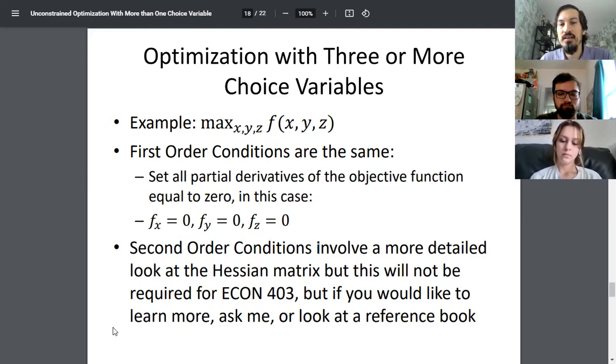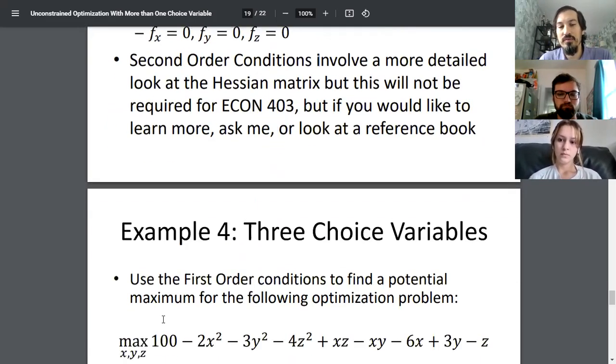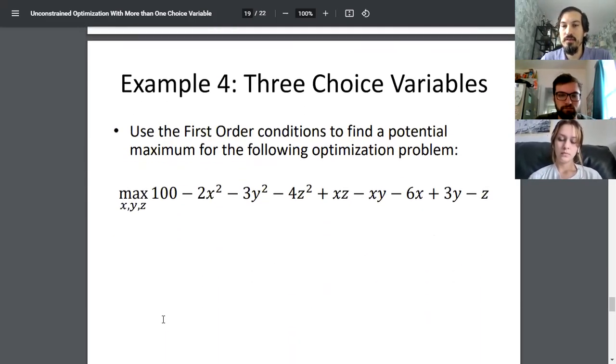But for now, let's just even look at what a problem with three choice variables would look like. Here's one.